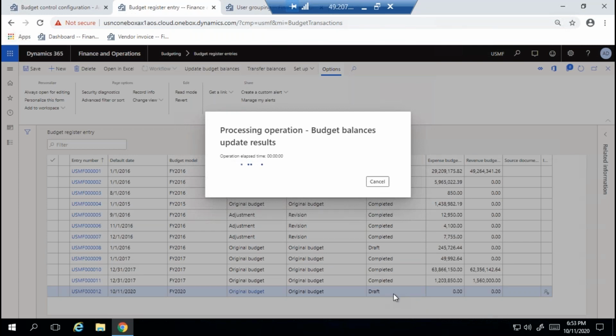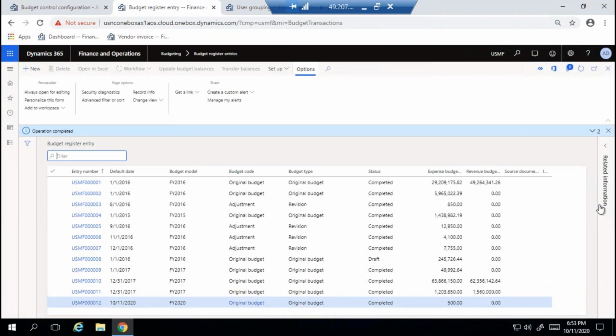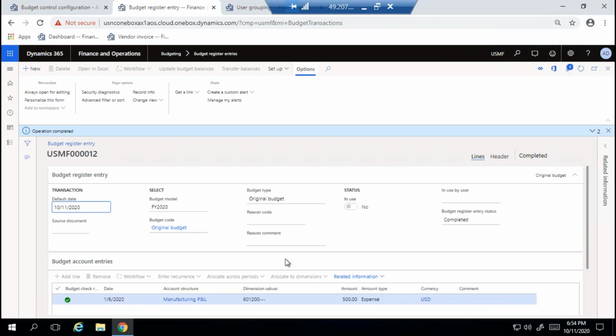Then it will be updated. Okay. So budget entry has entered 500. Budget entry is entered 500. Now for which account? It is 601-200. For 601-200, I have entered budget amount is 500.